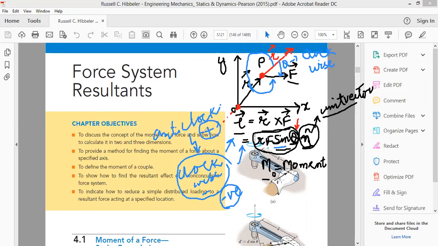You are free to say that clockwise torque, let's take that as positive, and anti-clockwise torque, let's take that as negative. Okay, this is your choice. But the sign convention we'll be following in our overall course is clockwise torque as negative, and anti-clockwise torque as positive. This will be our overall journey.